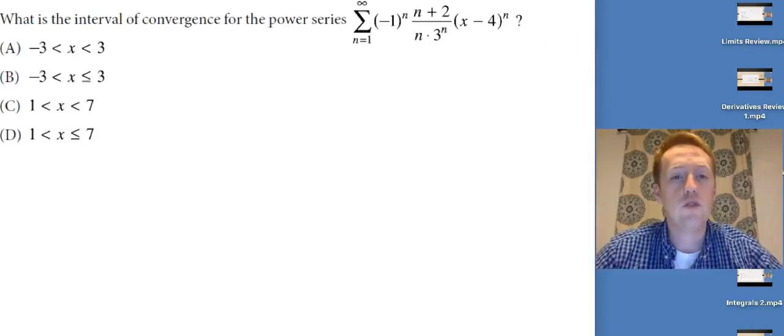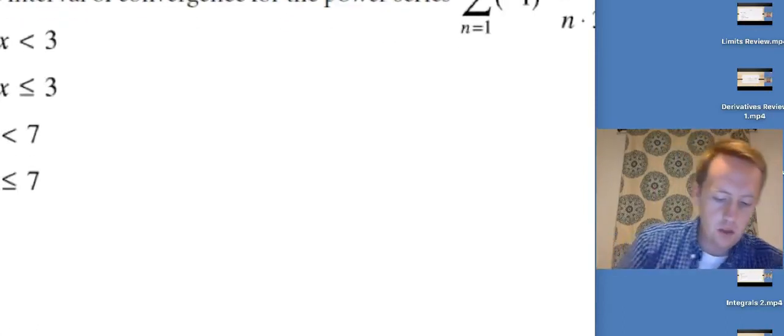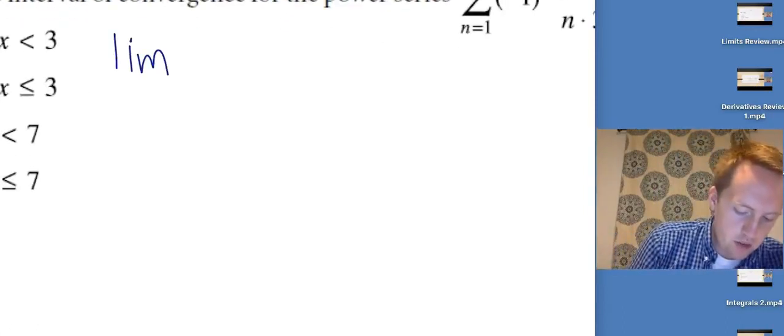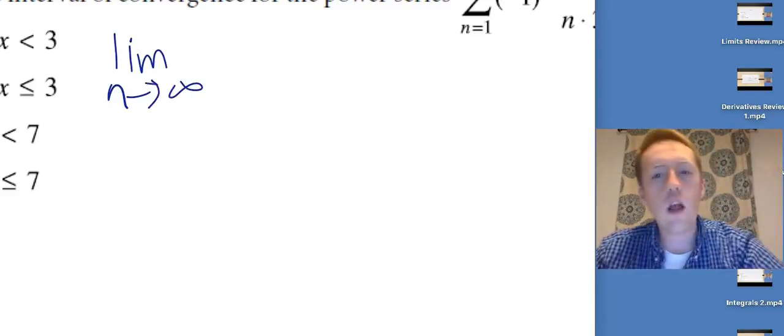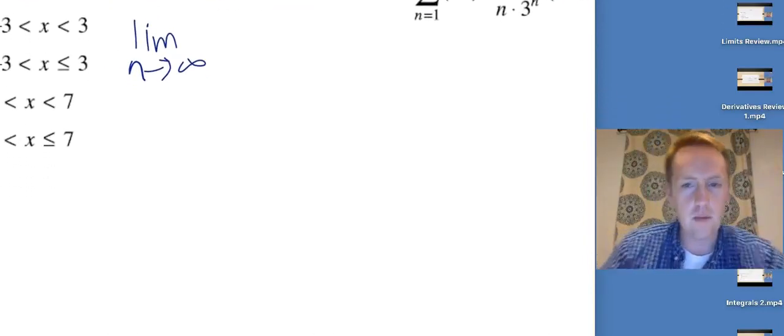What is the interval of convergence for the power series? Oh my goodness, that one looks like a nightmare. But let's just do the ratio test. So we want to do the limit as n goes to infinity. Whoa, what am I talking about? Foolish. I want a sub n plus 1 over a sub n.